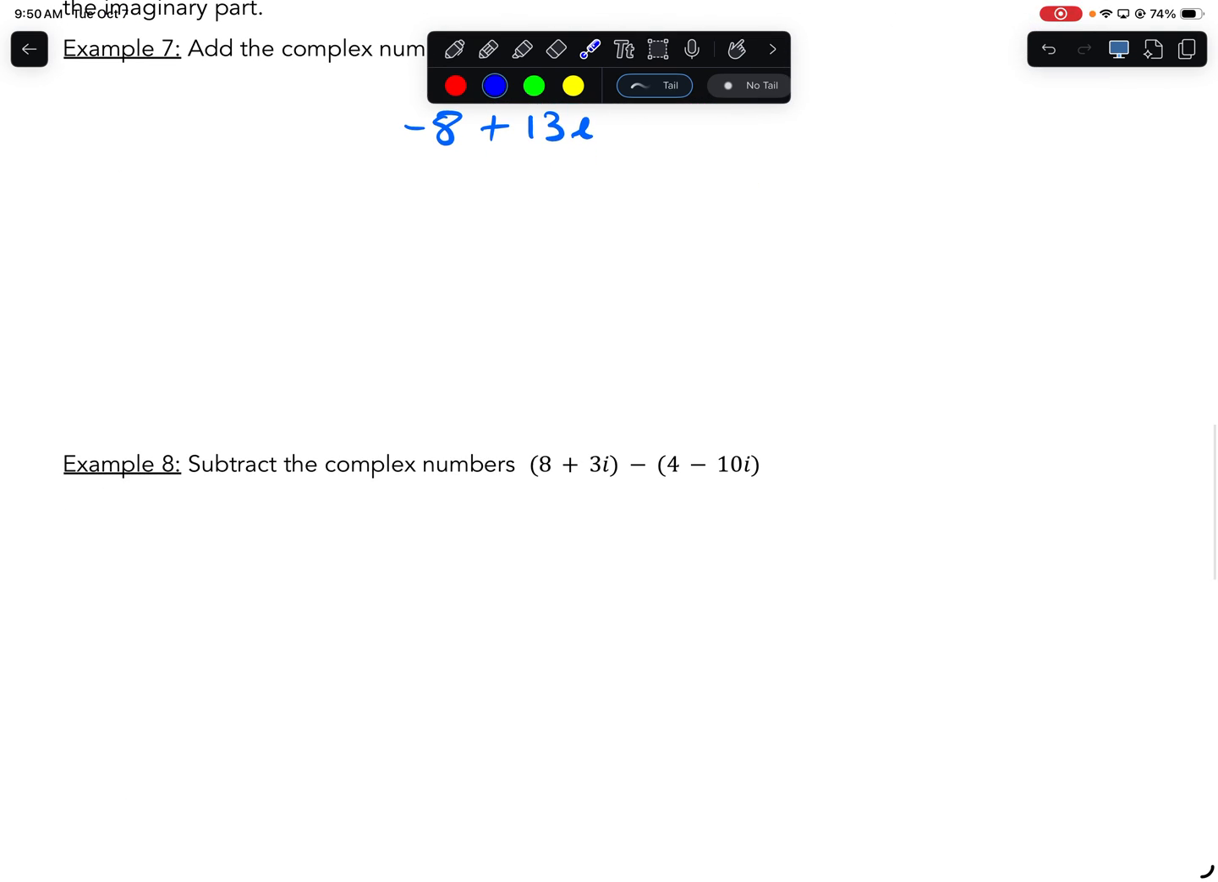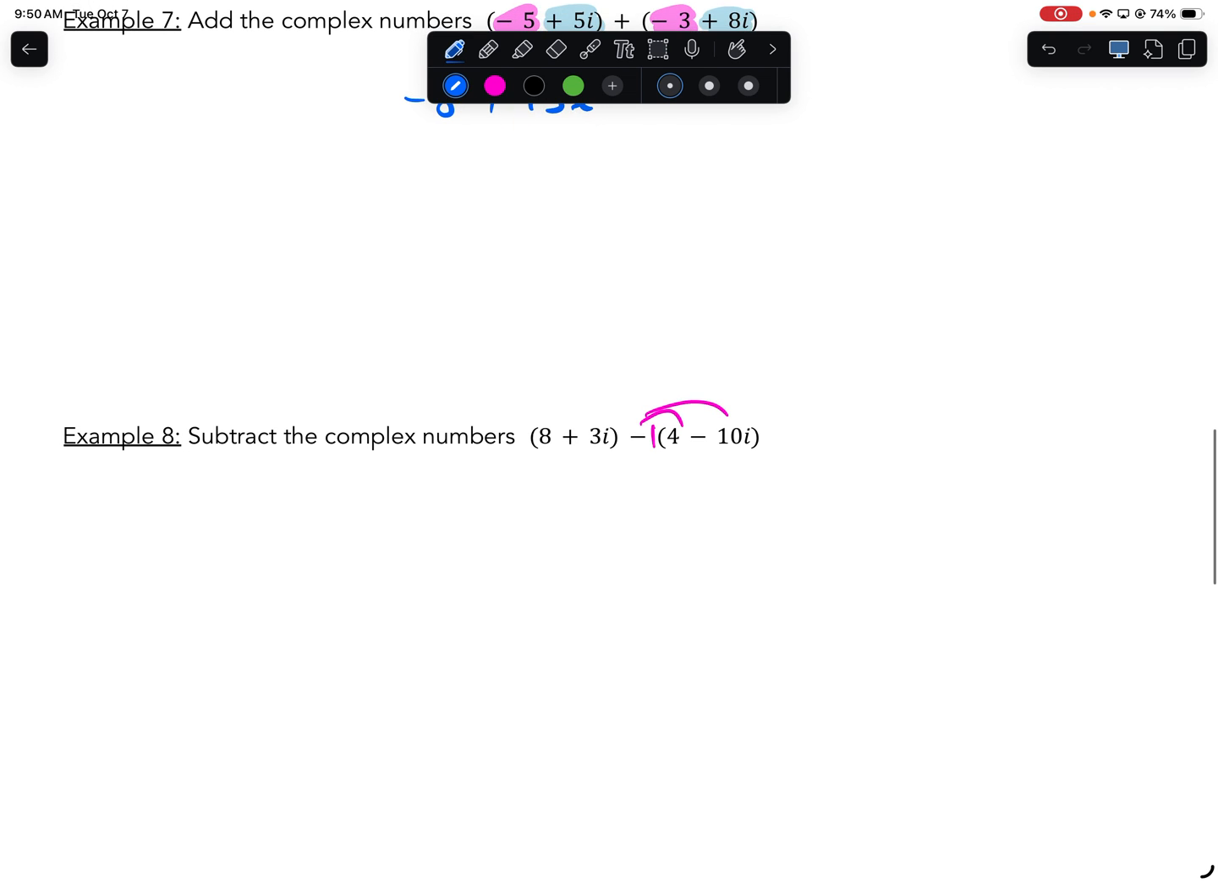So if I look here at example 8, I'm subtracting. So I'm going to think about this negative like a negative 1 that I'm going to distribute into the second parenthesis. It's a very common mistake students make. They forget to distribute the negative. So I'm going to rewrite this equation, 8 plus 3i. I don't really need the parentheses after I distribute, so I'm going to leave them off. Negative 1 times negative 10i is positive 10i.